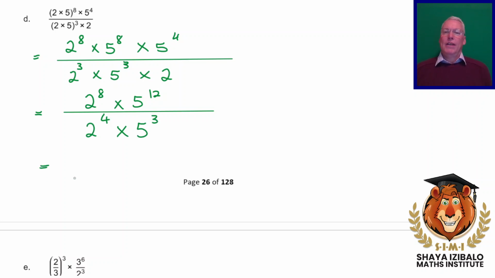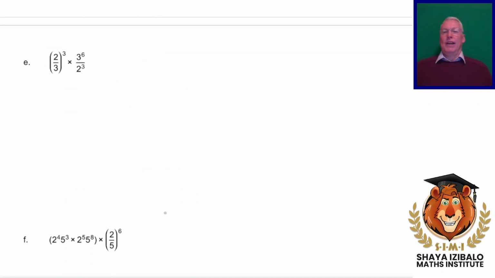Okay, now, when we divide, we are going to subtract our powers. Okay, so the power of 2 is going to be 2 to the 8 minus 4, and the power of 5 is going to be 5 to the 12 minus 3. Okay, right, it's all about just obeying some rules.